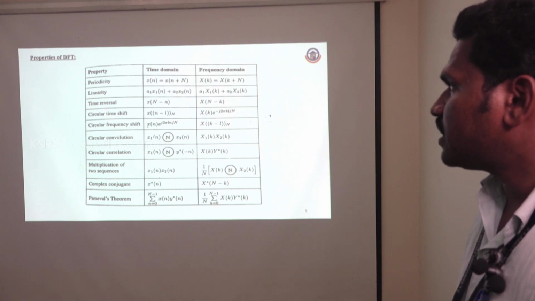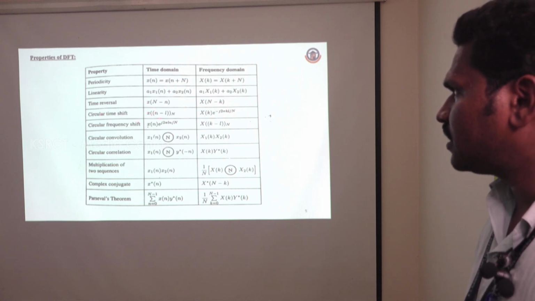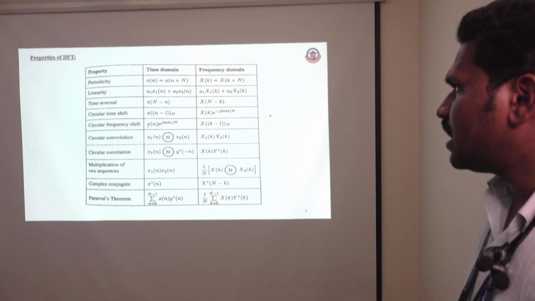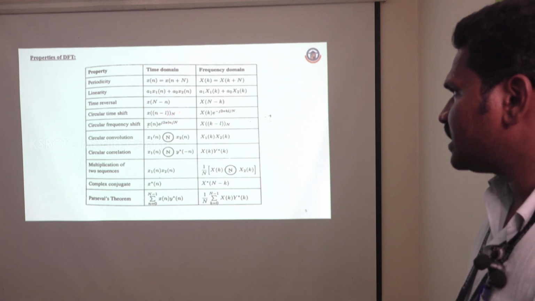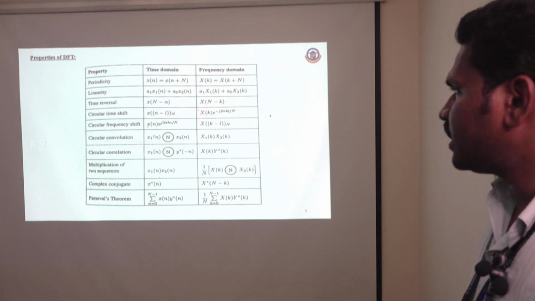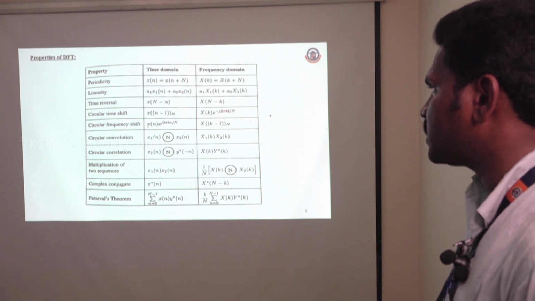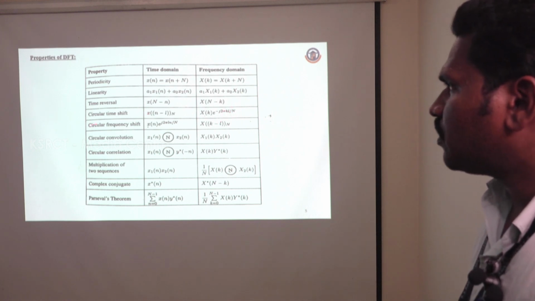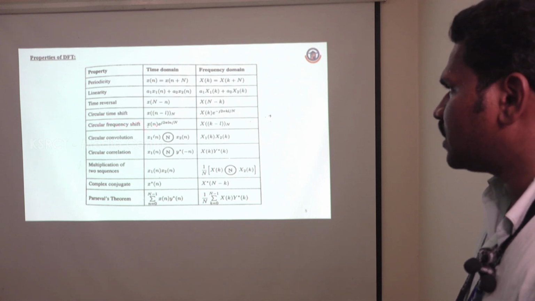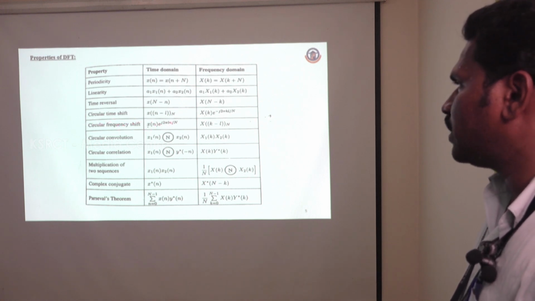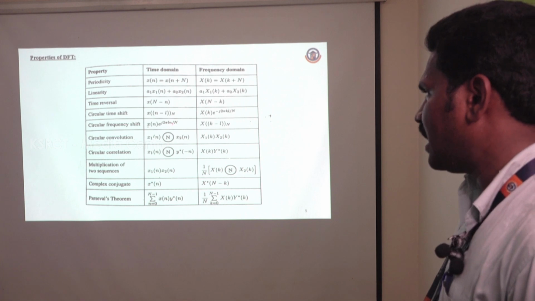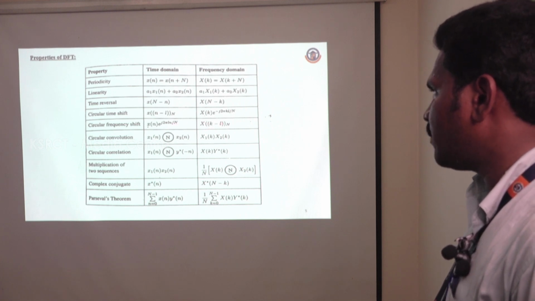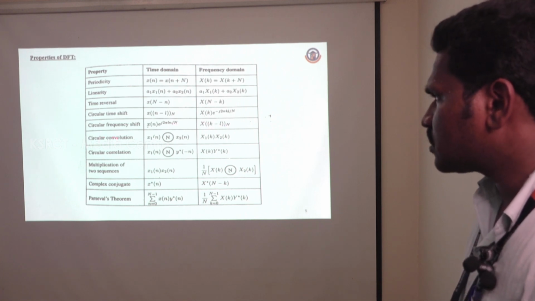And what about another property, circular time shift? The circular time shift is x of n minus l modulo N, which is equal to X of k into e power minus j 2 pi k l divided by N. And another property is circular frequency shift, that is x of n into e power plus j 2 pi l n divided by capital N, which is equal to X of k minus l. And then another one is circular convolution.